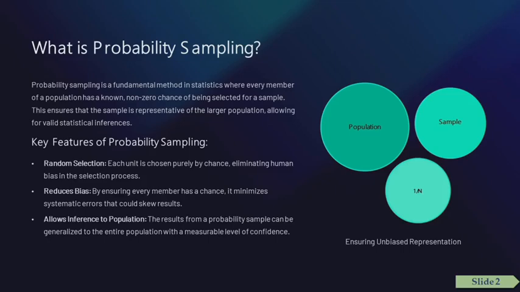with measurable confidence. Looking at the illustration on the right side of the slide, there is a large circle labeled population connected to a smaller one labeled sample with an arrow marked 1 of n, showing the equal probability for each unit. This diagram underscores ensuring unbiased representation. Picture it this way, as a fair draw from a hat, but scaled up for research.